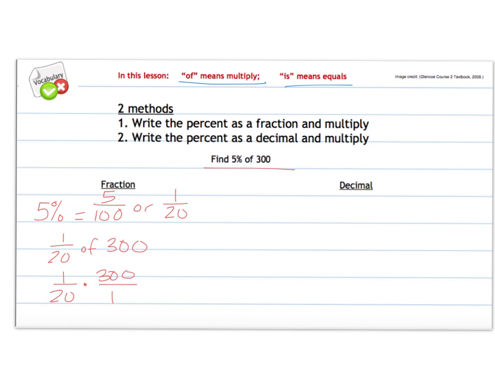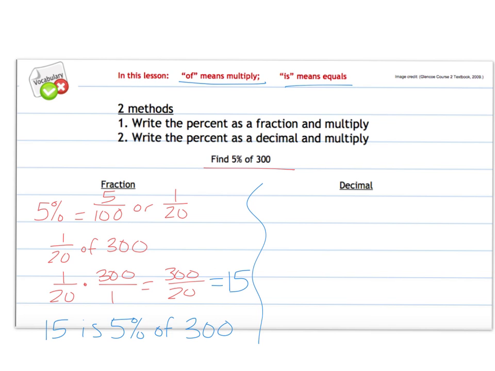So I can cross cancel or multiply across, so this really is 300 over 20. 20 goes into both of those numbers. That's the same as 15. So that means that 15 is 5% of 300. It's a reasonable answer because 10% of 300 would be 30.